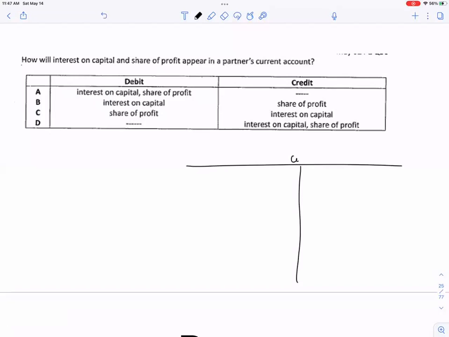Just try to recollect the format of current account and capital account. Again, I'm showing it to you. Balance sheet, current account and capital account have the same format, right? Yeah, same format. Additional capital, interest on capital, salary to partner, commission to partner, share of profit.